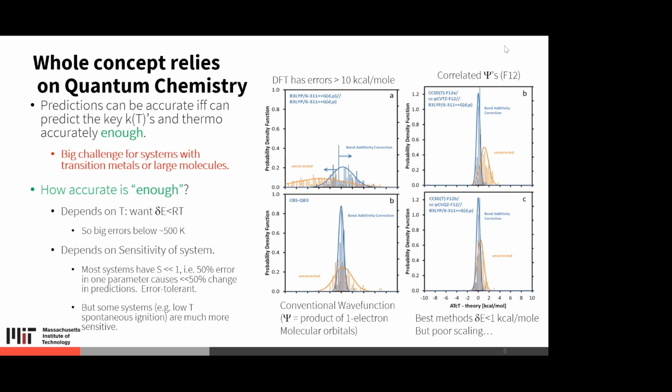On the right are more expensive, more modern methods, which are more accurate. So you can see that the orange peaks, the distributions, are much narrower. So the numbers straight out of these higher level methods are much closer to the truth. And then you can also correct them and get really, really excellent predictions. That's the goal.